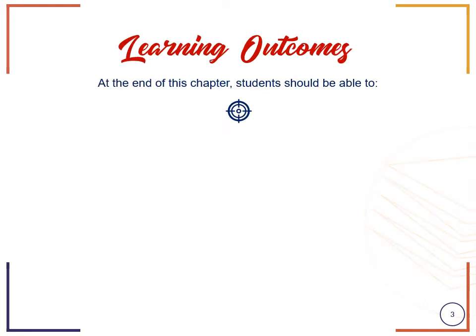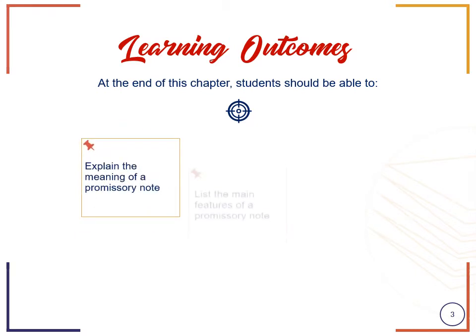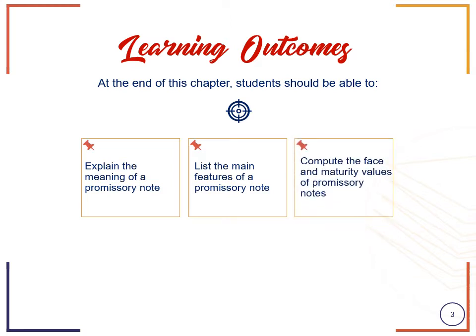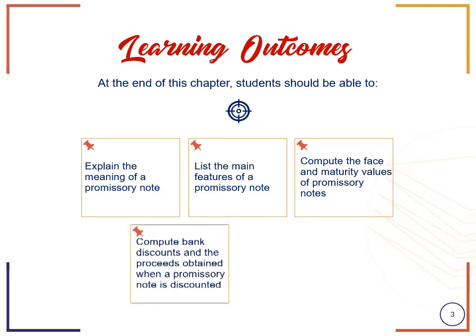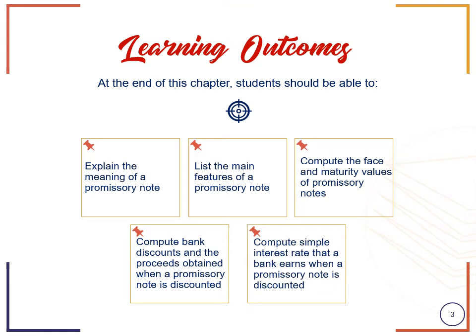At the end of the topic, students should be able to, first, explain the meaning of a promissory note; second, list the main features of a promissory note; third, compute the face and maturity values of a promissory note; fourth, compute bank discount and the proceeds obtained when a promissory note is discounted; and fifth, compute the simple interest rate that a bank earns when a promissory note is discounted.